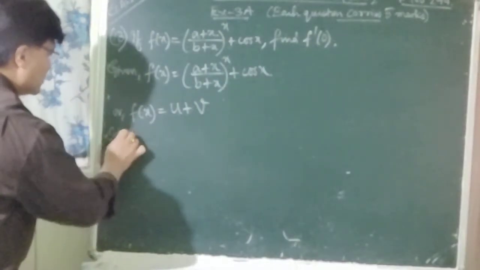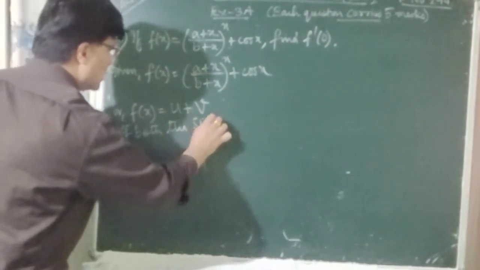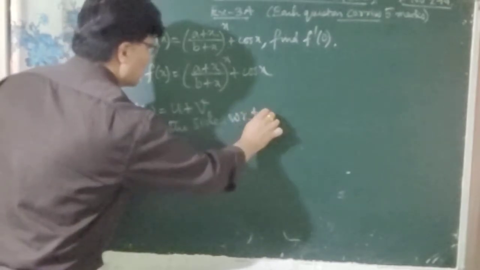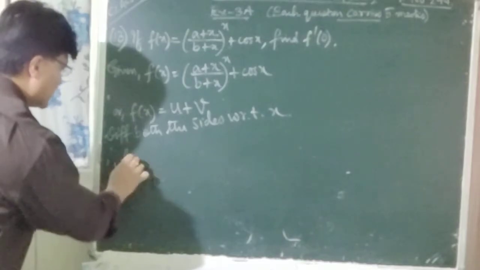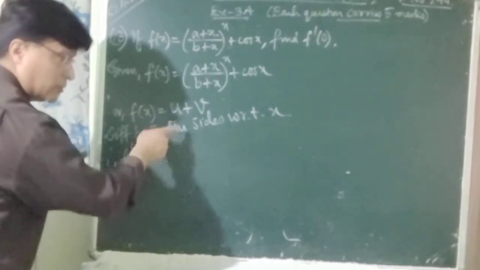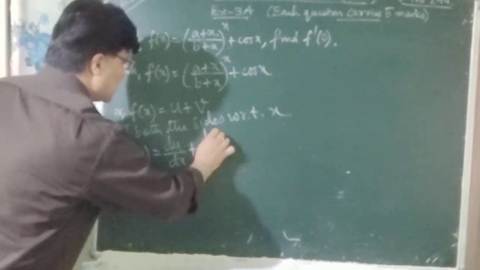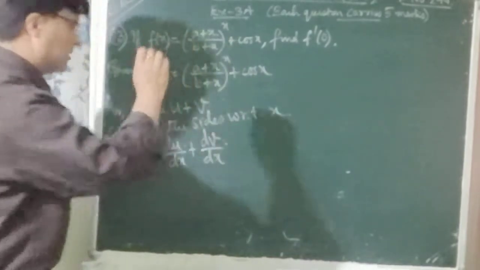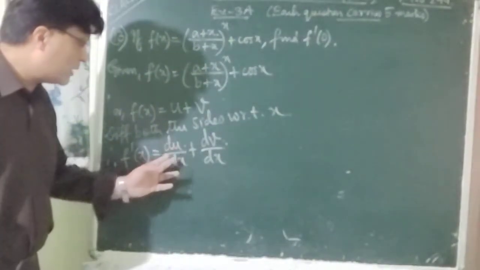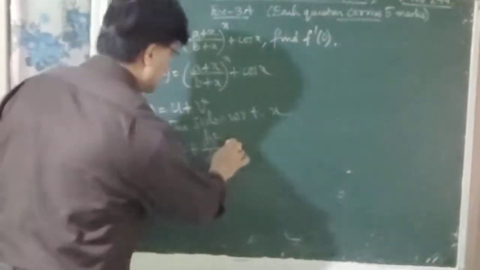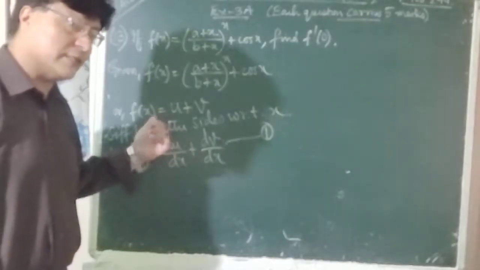So write down differentiating both the sides with respect to x. Okay, so therefore what is the differentiation of f of x? That is f dash of x is equal to differentiation of u with respect to x, du by dx, plus dv upon dx. Okay, so now you have to find out the value of both du by dx as well as dv by dx. So let us mark it number 1, and you have to put those values of du by dx and dv by dx in number 1.